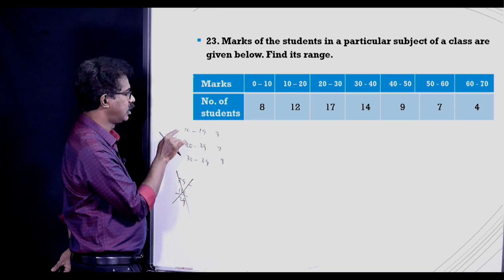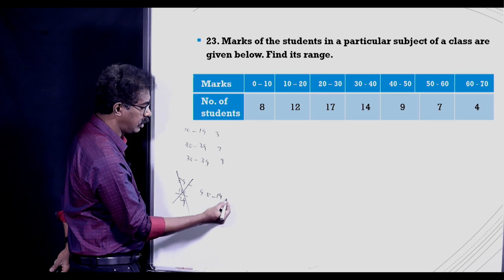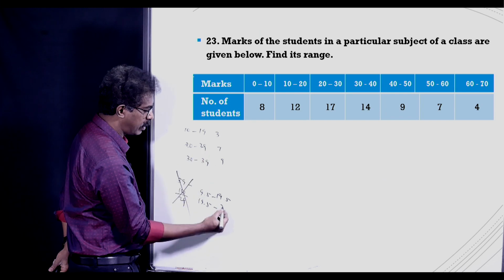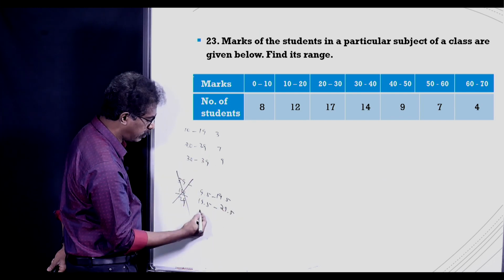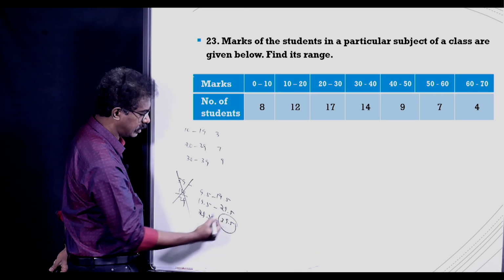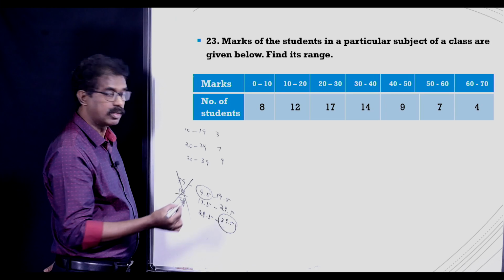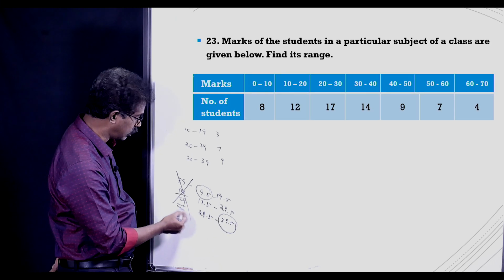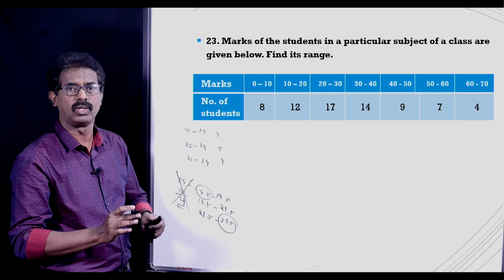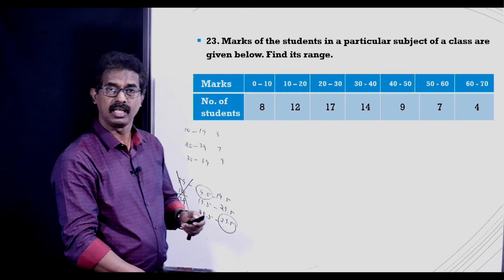Add 0.5 here, subtract 0.5 here. So the first class is 9.5 to 19.5, then 19.5 to 29.5, then 29.5 to 39.5. So here 39.5 minus 9.5, your answer will be 30. It is not 29. So if it is not, all these things you have to look into that. Okay, we now know range. It is easy only, but questions can be asked in different forms.